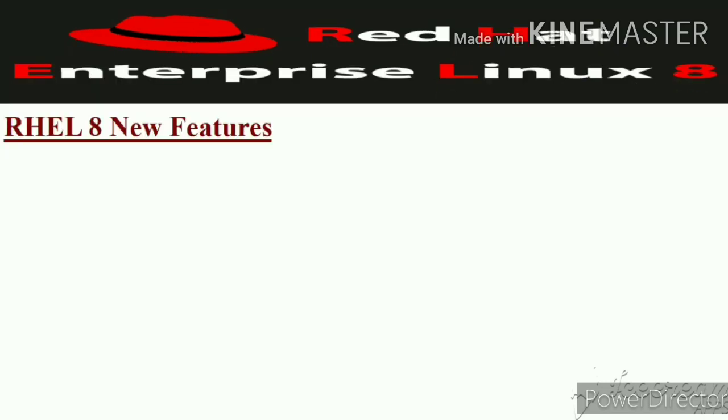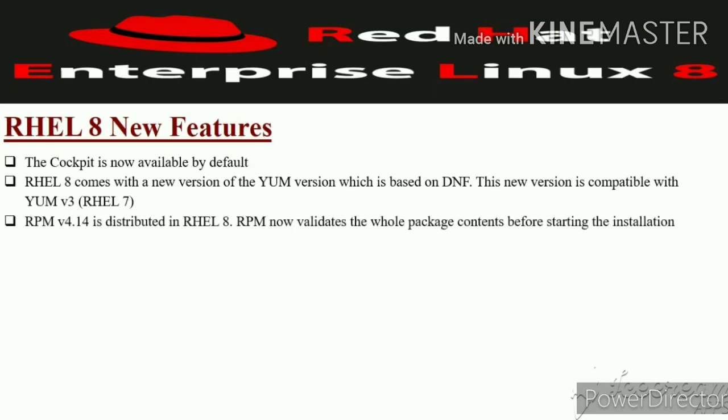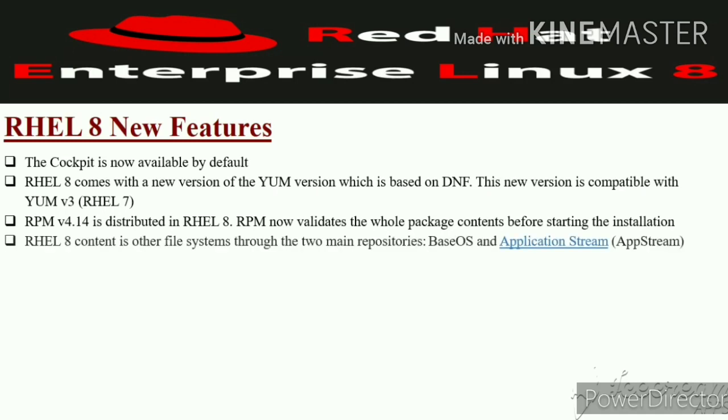Red Hat 8 new features: the Cockpit is now available by default. RHEL 8 comes with a new version of YUM which is based on DNF. This new version is compatible with YUM version 3 as it was in RHEL 7. RPM version 4.8.14 is distributed in RHEL 8. RPM now validates the whole package content before starting the installation.